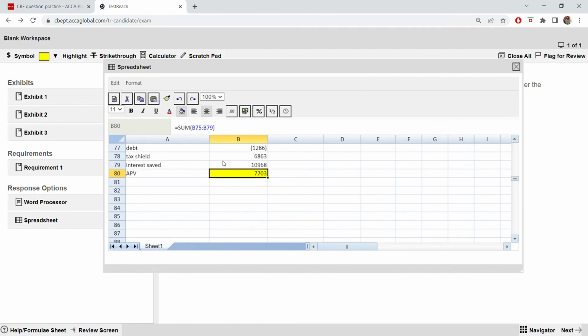Now, the requirement also asked you whether this project is worthwhile or not, to stop with the calculation. What do you say? The project will increase the shareholder wealth by this amount. That is the meaning of this.